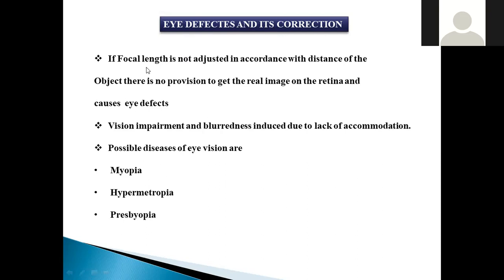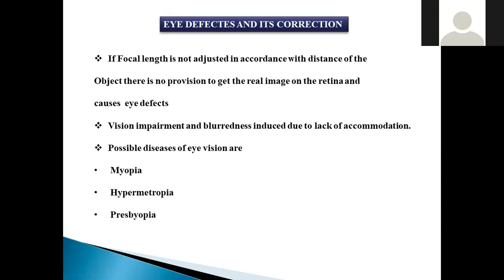Okay. As we already know, focal length is the distance between the objective and the eye lens. That distance is taken as the focal length, and that focal length is naturally adjusted by the human eye with the help of ciliary muscles. In that case, this focal length adjustment is possible and the vision is very clear even if the object is far away or near to the human eye, right? But if this focal length is not adjusted in accordance with the distance of the object, then there is a possibility of eye defects.